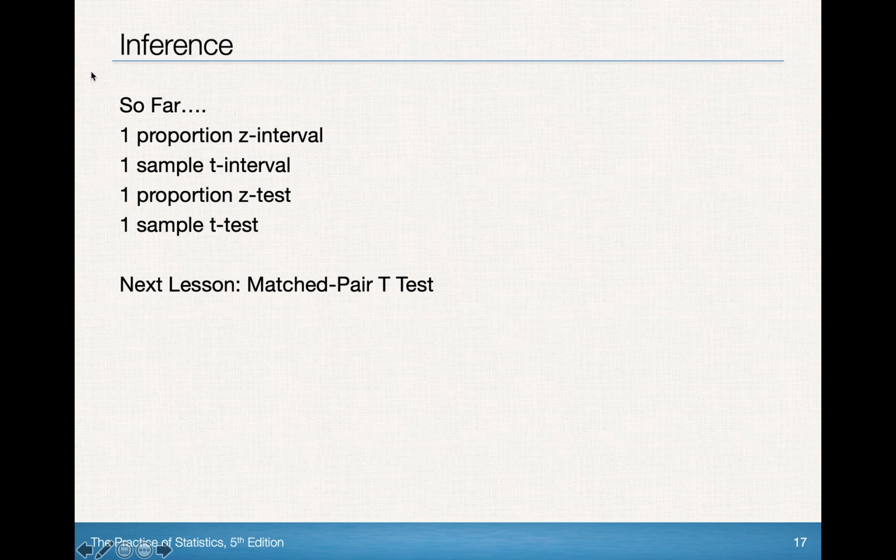Up to this point, we have learned four types of inference methods. The first one was a one proportion z interval, and then the second one was a one sample t interval. Both of those were confidence intervals. Then we learned about a one proportion z test and a one sample t test for estimating proportions and estimating means. Today's lesson is going to be our fifth method of inference test. It's called a matched pair t-test.